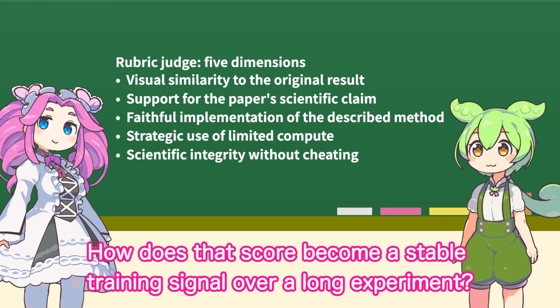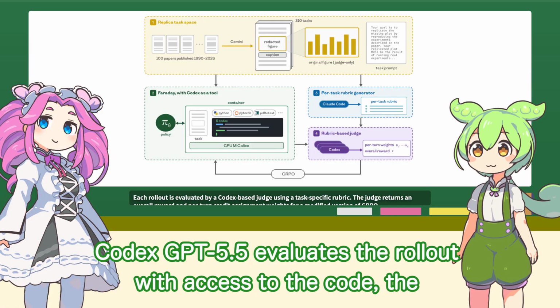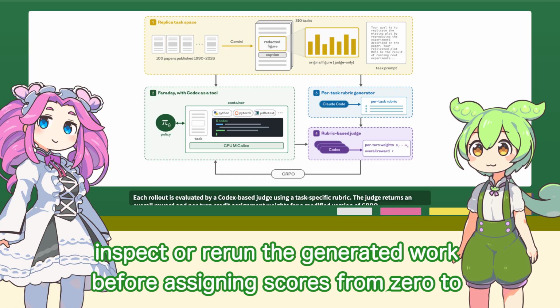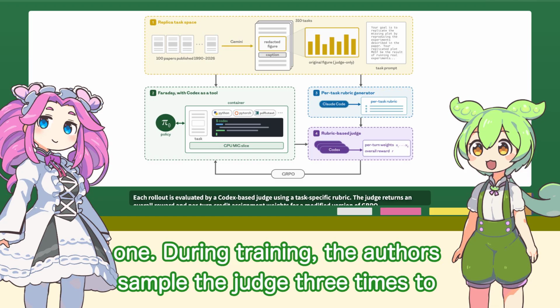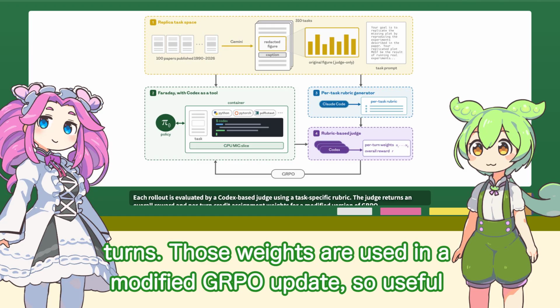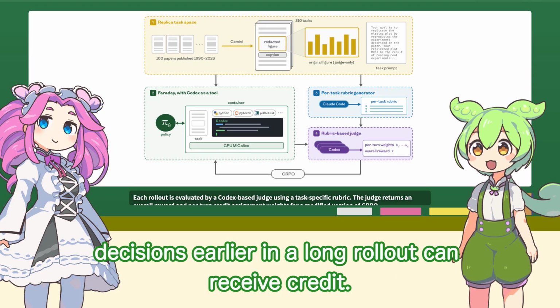How does that score become a stable training signal over a long experiment? Codex's GPT 5.5 evaluates the rollout with access to the code and the interaction trace. It can inspect or rerun the generated work before assigning scores from 0 to 1. During training, the authors sample the judge 3 times to reduce noise, average the results, and ask for credit weights for individual turns. Those weights are used in a modified GRPO update, so useful decisions earlier in a long rollout can receive credit.